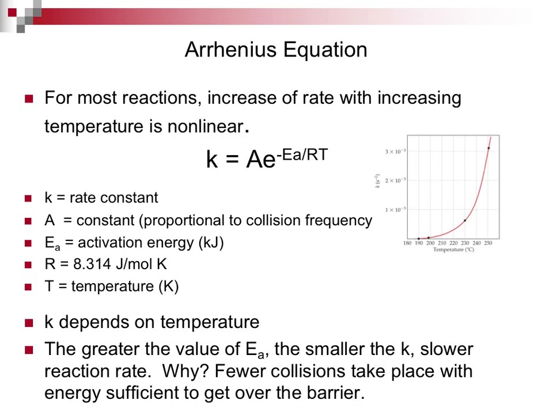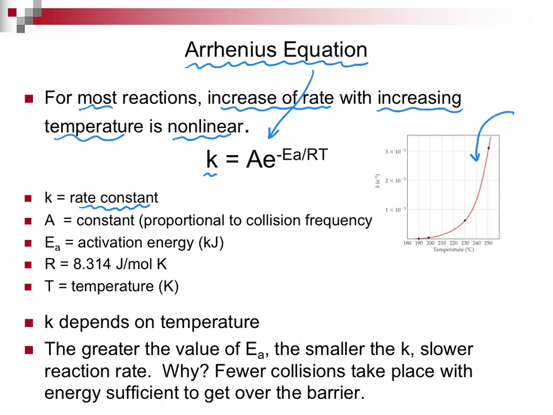So if we're going to treat reactions, we're going to use the Arrhenius equation. And for most reactions, I have to say most, you see an increase in rate with increasing temperature, and you also see that it is nonlinear. You notice it is not a straight line. This is the Arrhenius equation, where K is the same rate constant we've dealt with in the chapter. A is a constant that we don't talk about too much in 1220. But what we really want to talk about is that activation energy.